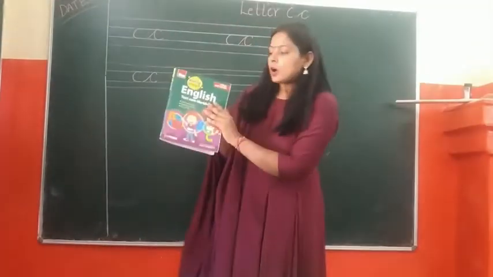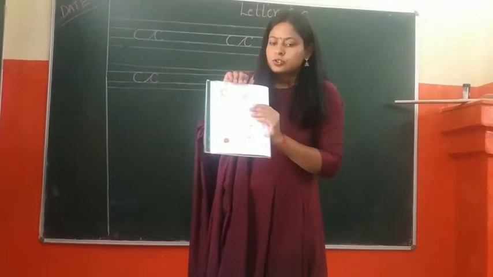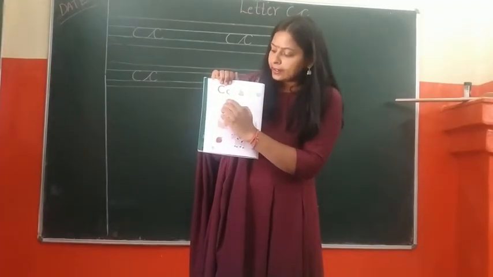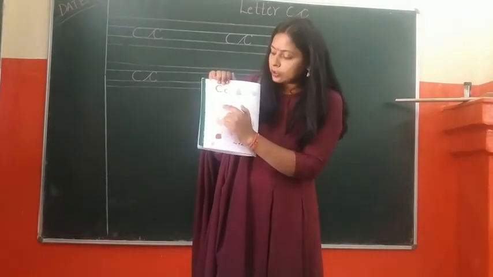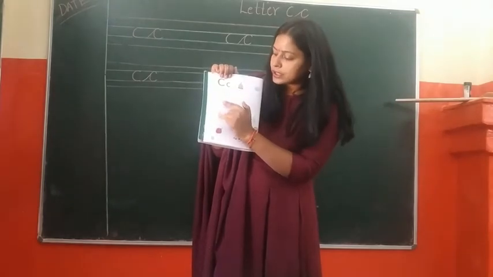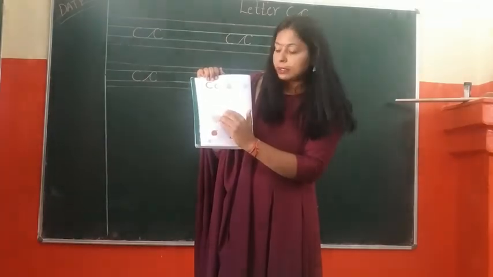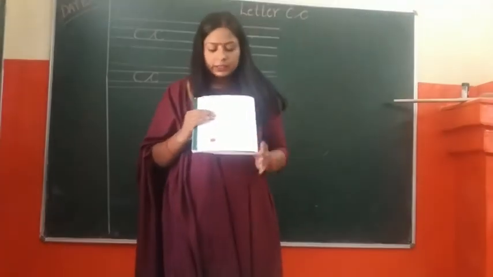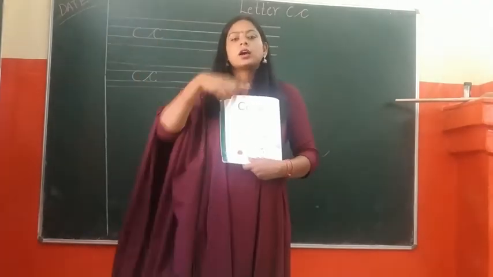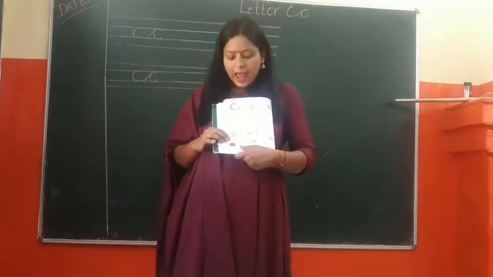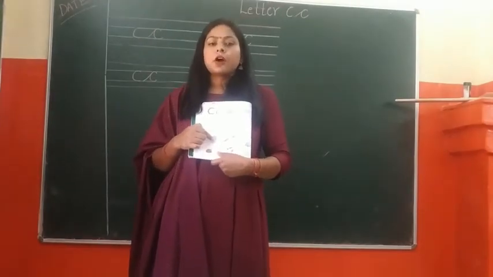Now you have to open your English workbook, page number 8. So first of all you have to trace and write capital C here. You have to trace the capital C and from here you have to make a small c. You have to trace small c like this. Complete this. Second is circle the pictures that begin with C. Now you have to identify the picture. You have to recognize the picture by its sound. What is the sound of C? Cat. Cat. So you have to circle the cat because cat starts from C.